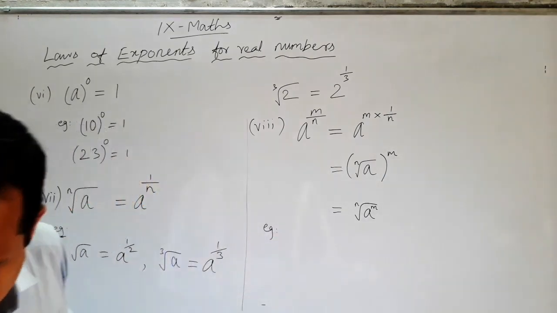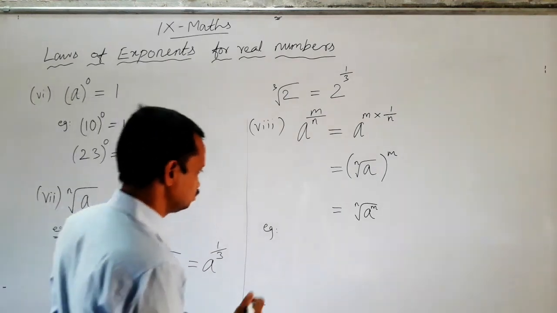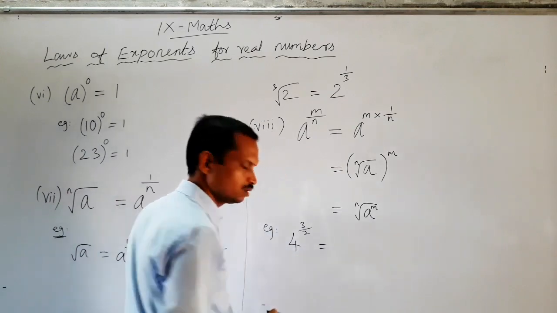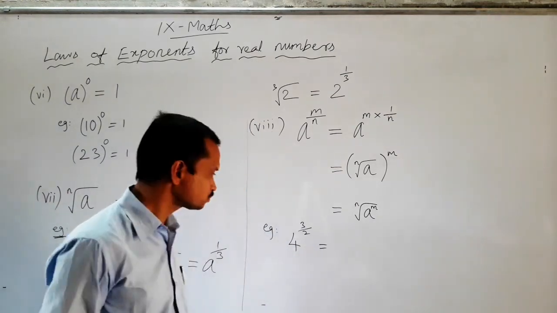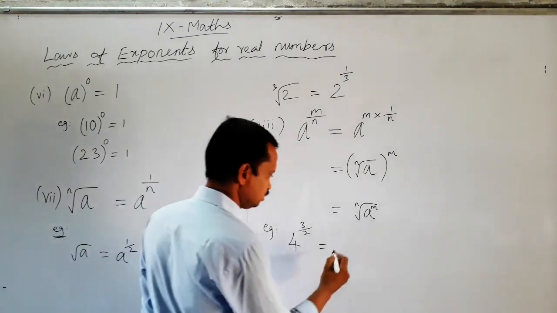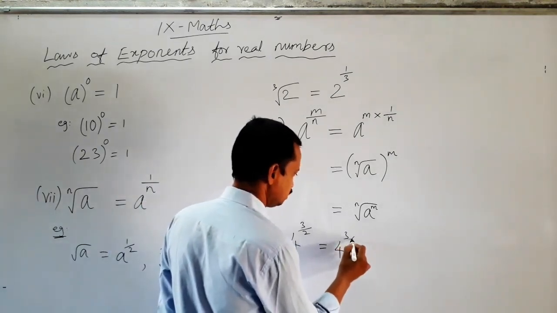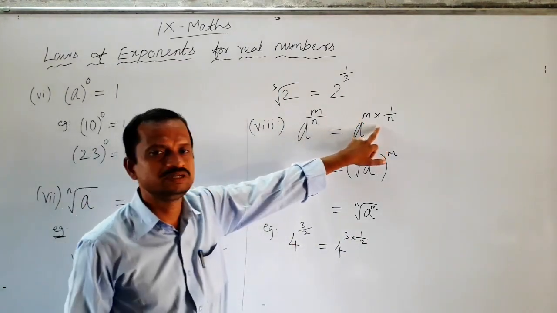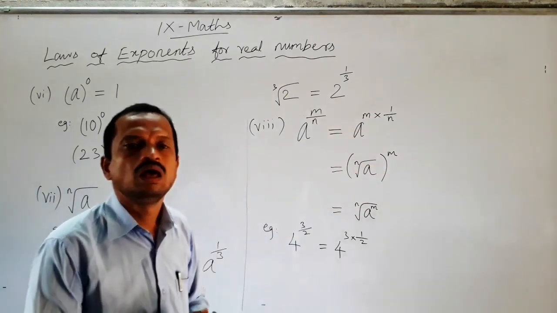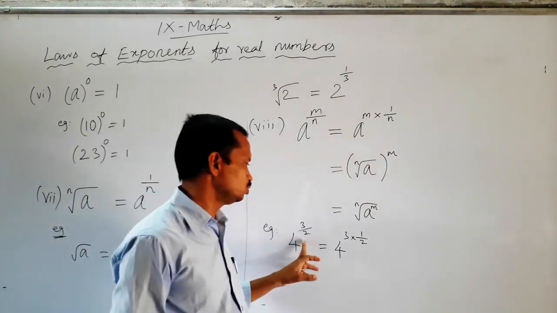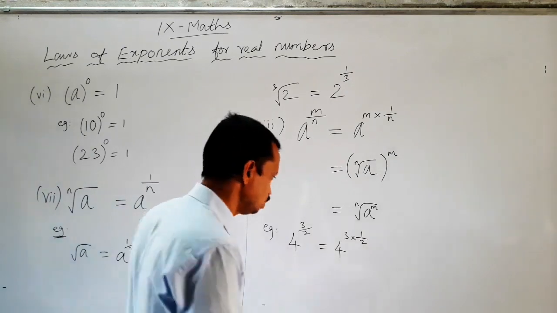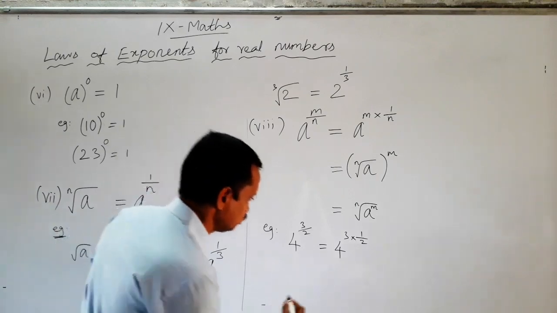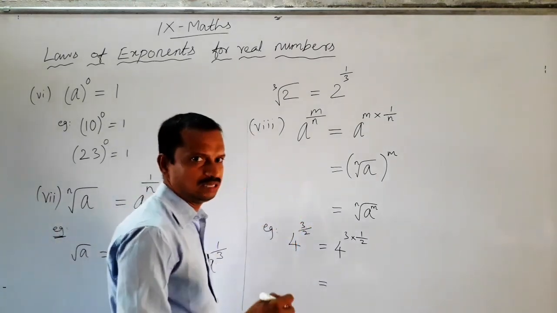Okay, wait and see. 4 power 3 by 2, for example. Okay, 4 to the power 3 by 2. You know how we can find this solution. 3 by 2 we can split as 3 into 1 by 2. Am I right? You see how I did here? m by n I split as m into 1 by n. The same way 3 by 2 I split as 3 into 1 by 2. And now 1 by 2 means square root. The second root is nothing but the square root.